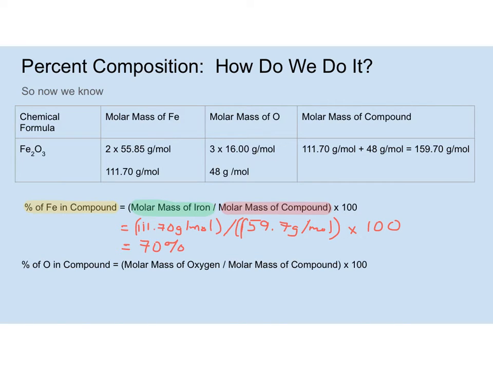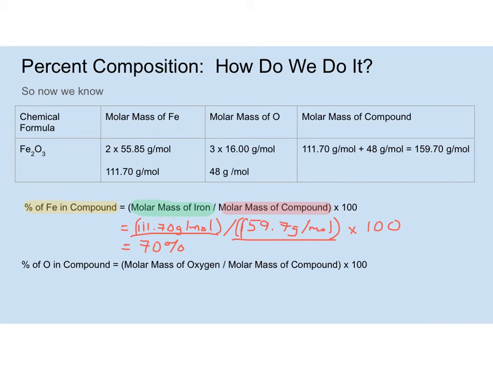This is very similar to what you do when you get a test back and you want to figure out your percentage. Okay? You're basically saying, what did I get on the test is this number, and what the test total is out of is this number. And then when you do that in your calculator, you always multiplied it by 100, or sometimes you just converted the decimal to a percentage. So basically in this compound, 70% of the mass is coming from iron. So most of the compound's weight is coming from iron.